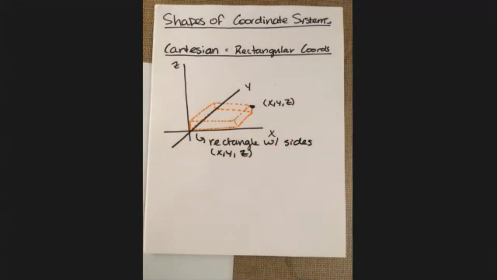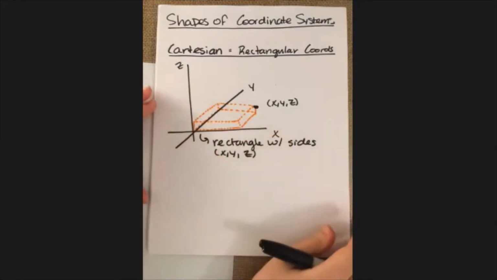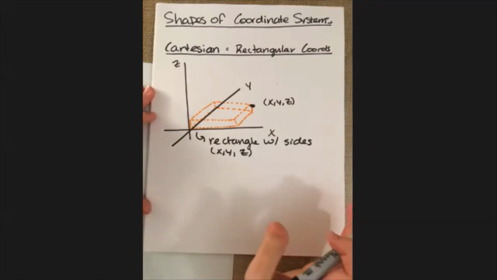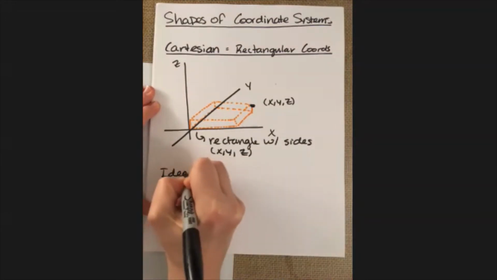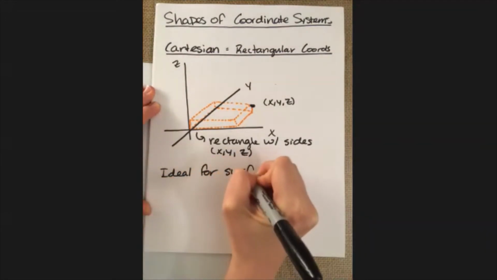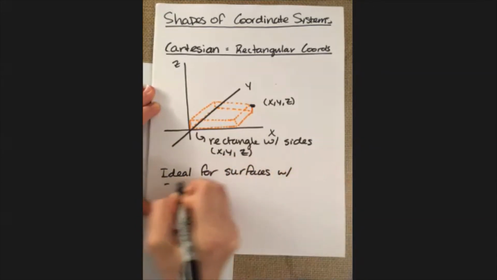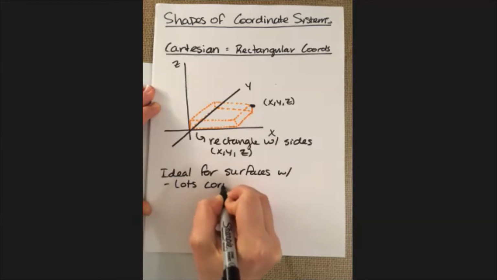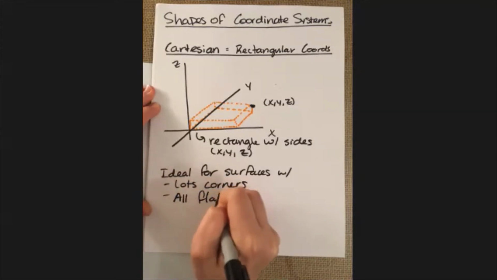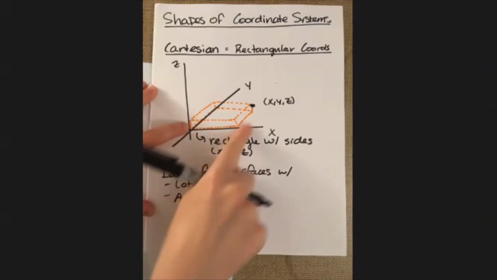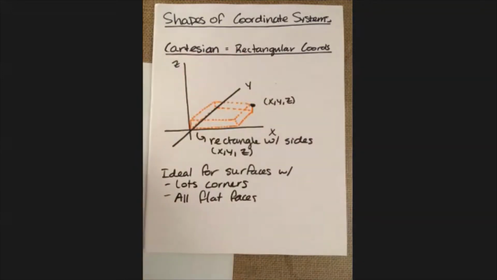This creates the shape of a rectangle, which has really nice corners and really nice flat faces. Because these points identify well with flat surfaces and nice corners, a lot of times you're going to want to use Cartesian coordinates when you're talking about shapes that have really flat faces and lots of corners. Lots of corners and nice flat faces, all flat faces. There's no curvature here. Everything's nice and flat.